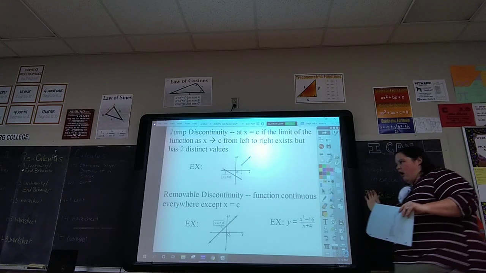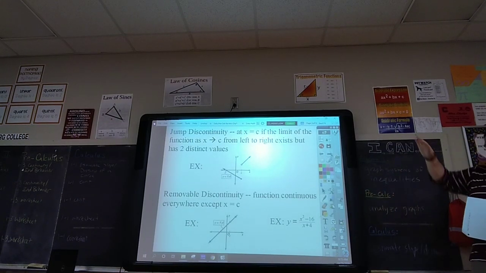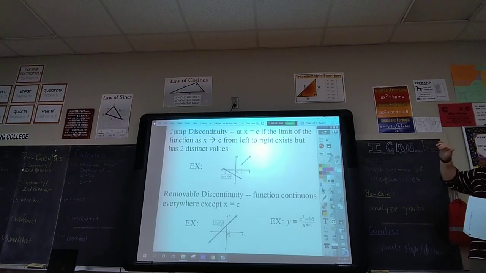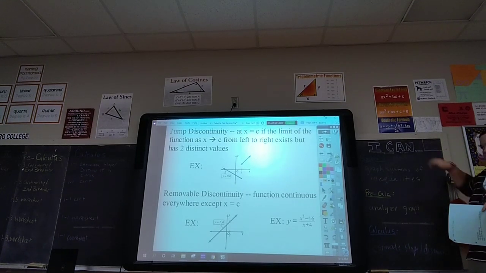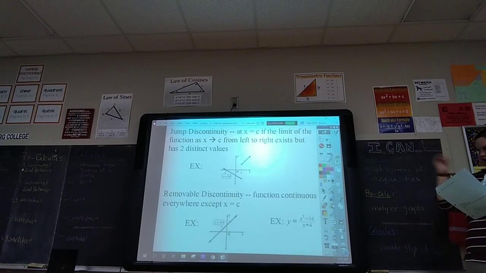So it doesn't really hit a wall. There's a part of the graph where it hits a value, then it jumps, keeps going, and you can actually do it a couple of different times. So that is jump discontinuity. There's that kind of jump in between those values.